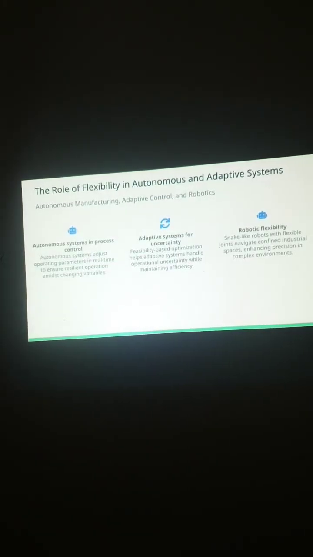Okay, and the role of flexibility in continuous and adaptive system: autonomous manufacturing, adaptive control and robotic. Autonomous system in process control adjust operating parameters in real time to ensure resilient operation amidst changing variables. Adaptive system for uncertainty: flexibility-based optimization helps adaptive system handle operational uncertainty while maintaining efficiency. And robotic flexibility: snake-like robots with flexible joints navigate confined industrial space, enhancing precision in complex environments.